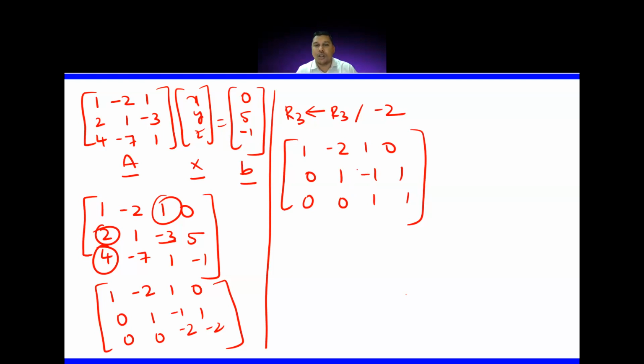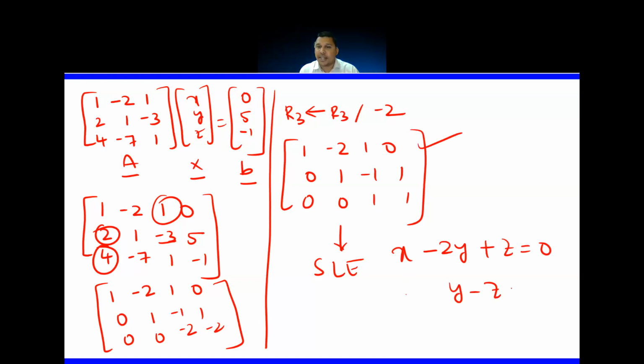Now we got this into a form, row echelon form, correct? Now you multiply those values. From this, you write, the equation has changed now. See, now again you convert this matrix into a system of linear equations. How do you convert? x minus 2y plus z equal to 0, the first one. Then the second one, y minus z equal to 1. Then the third one, z equal to 1. 1 into z equal to 1, if I equate it.